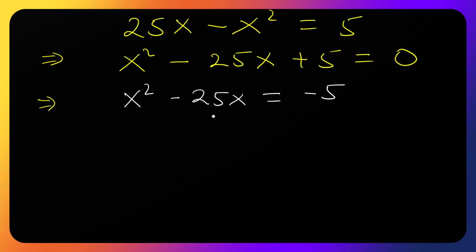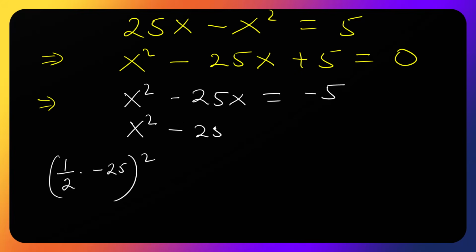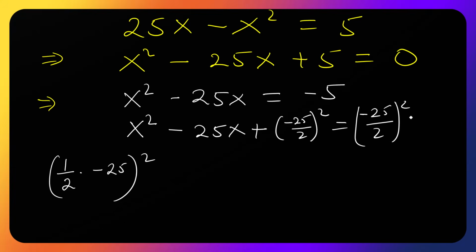So we will take half of the coefficient of x, that is half of minus 25, all squared. So that will be minus 25 on 2. So x squared minus 25x plus minus 25 on 2 squared equals minus 5 plus minus 25 on 2 squared. So we have added this one to both sides of the equation. All right.